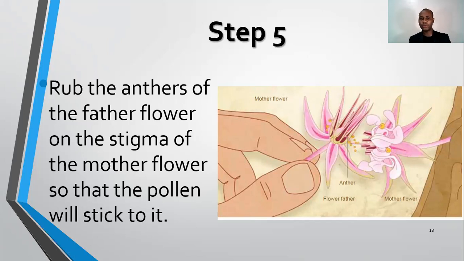So what you can do is, one flower like this can be used to pollinate even more than 10 different flowers on the mother tree, depending on how many anthers are found here. So one anther can be used to pollinate one flower like that.